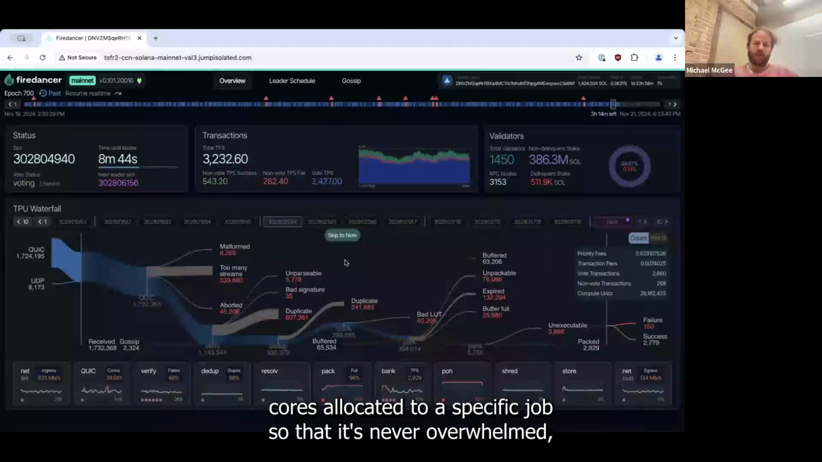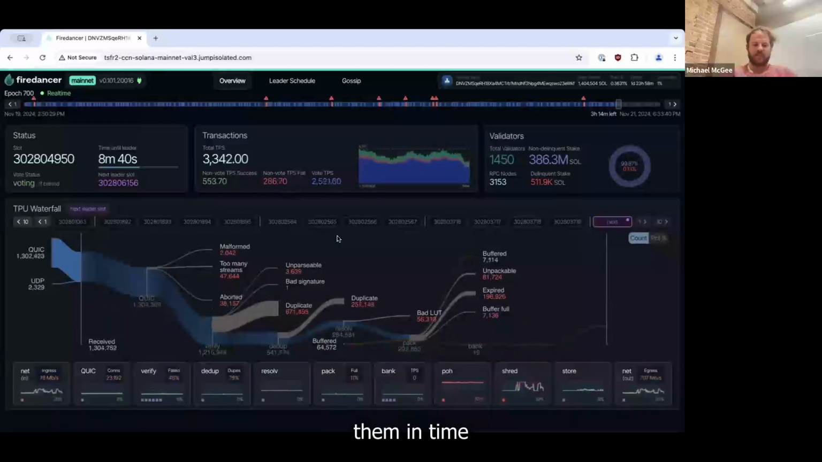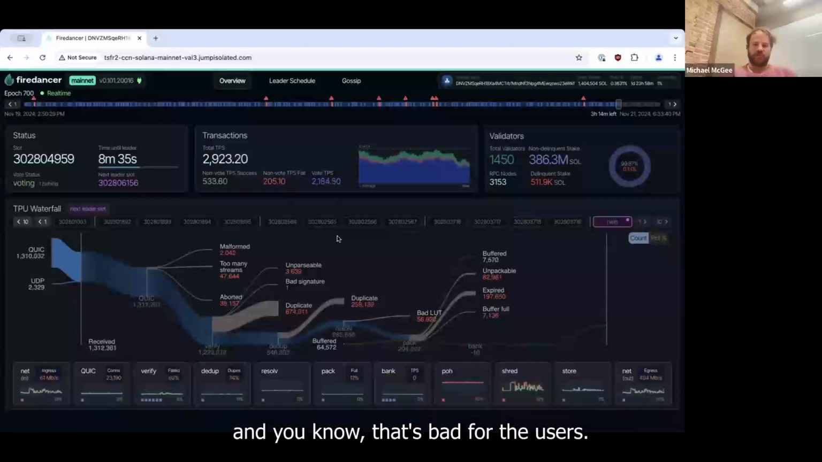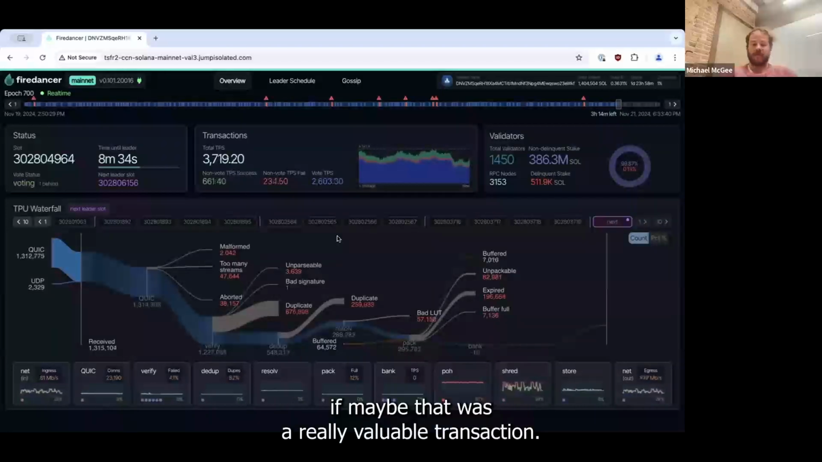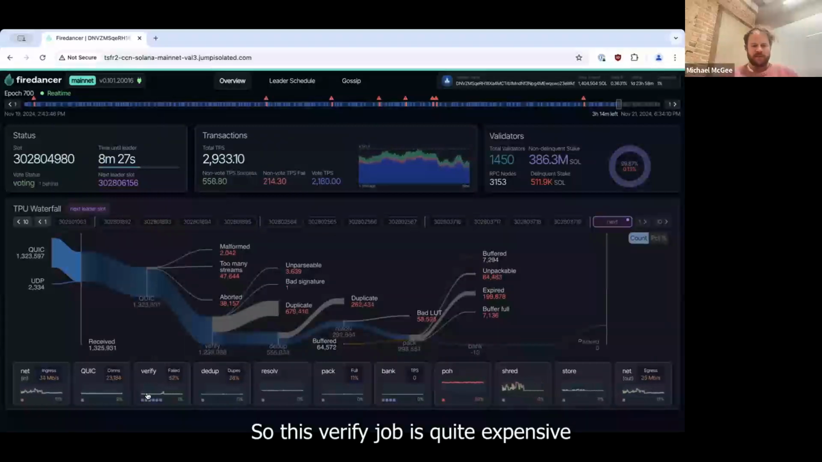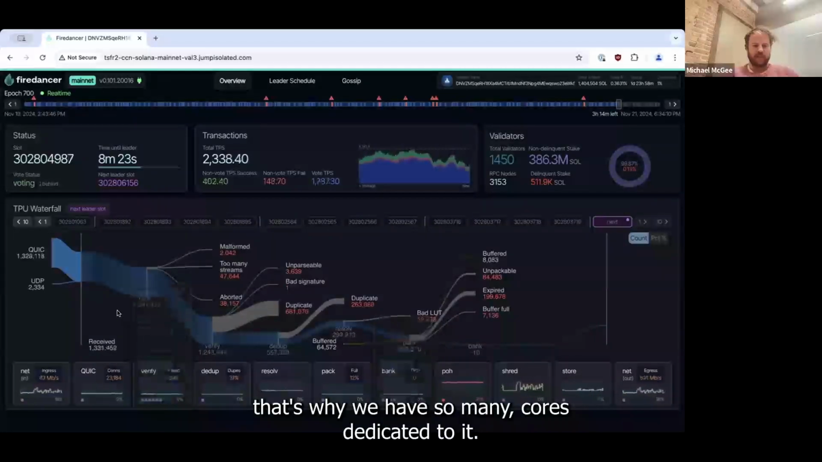So in general, we try and set the amount of cores allocated to a specific job so that it's never overwhelmed, right? It would be bad if we got so many transactions that we couldn't verify them in time, and then we might drop transactions and lose them. And that's bad for the users. If maybe that was a really valuable transaction, a huge amount of economic value was going to be created from it, and we lost it. So this verify job is quite expensive. That's why we have so many cores dedicated to it.